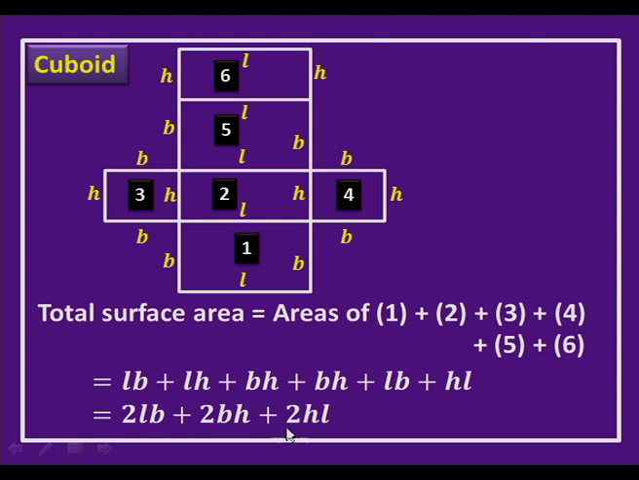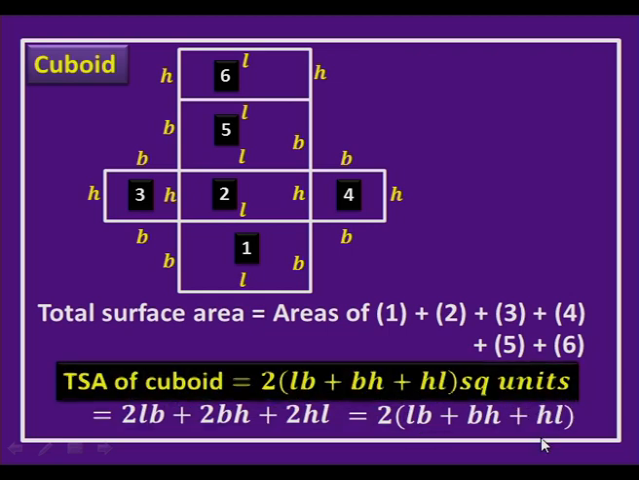And do you notice anything common in these 3 terms, children? That is right. You can see 2 is common in all these 3 terms. Now, let us take that 2 as a common factor. Now, what is left, children? We get 2 into (LB plus BH plus HL). Now, this is the formula to find the total surface area, or simply we write it as TSA of cuboid, which is 2 into (LB plus BH plus HL) square units. So, children, it is very important to write the units of this area also.